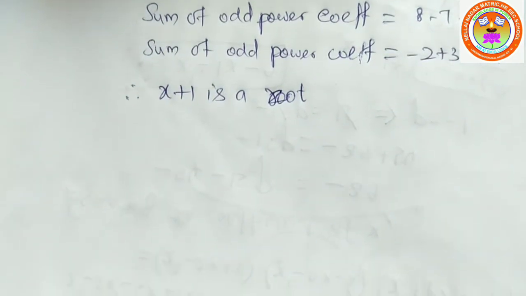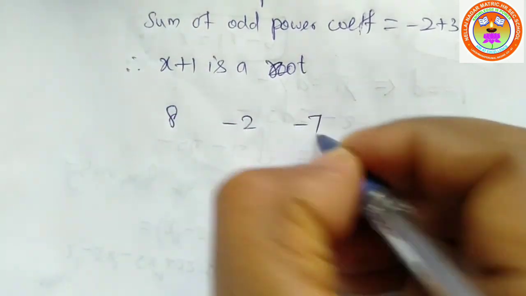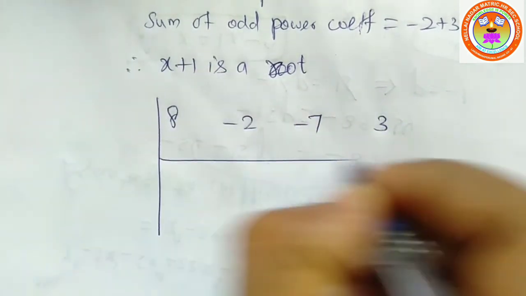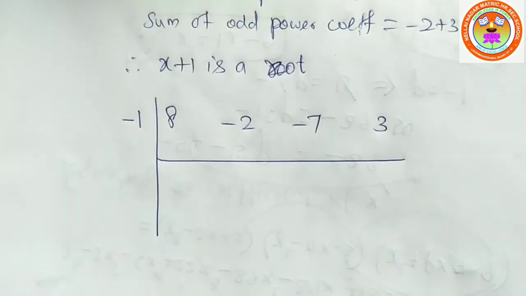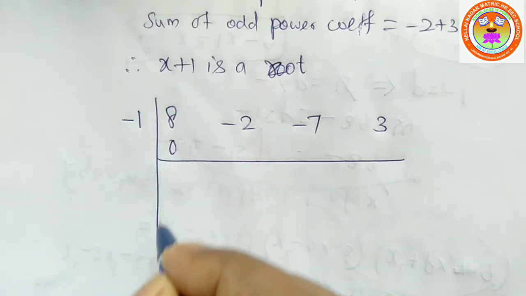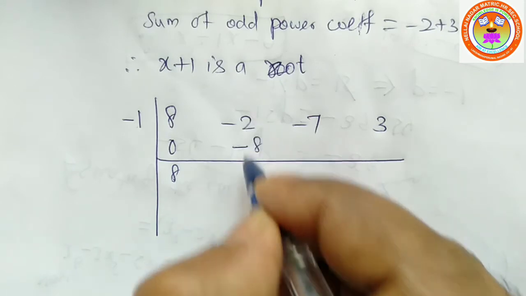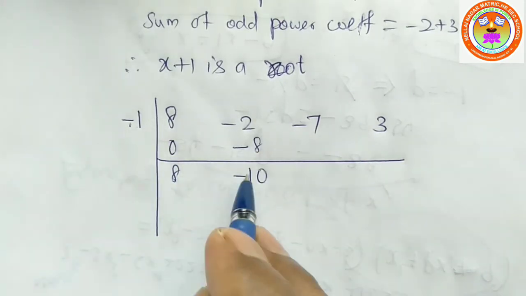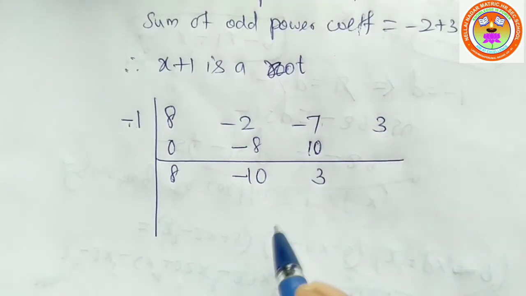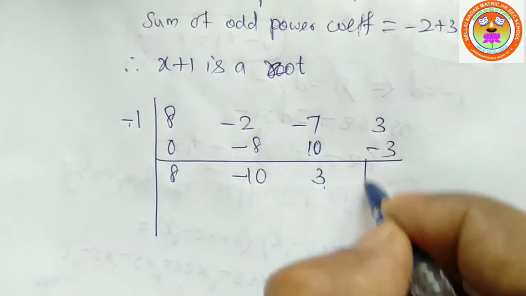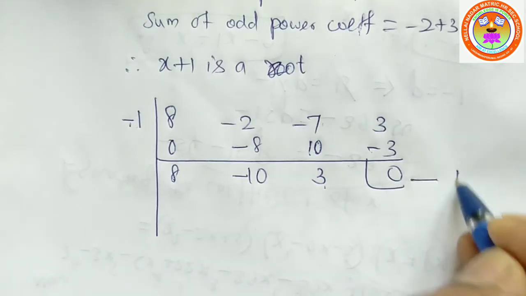If we go for synthetic division, what are the coefficients? 8, minus 2, minus 7 and 3. If x plus 1 is a factor, we have to put minus 1 here, right? So do the synthetic division. 8 into minus 1 is minus 8. So the sum is minus 10. Minus into minus plus, 10 ones are 10. So remaining is plus 3. 3 into minus 1 is minus 3. So the remainder is 0.